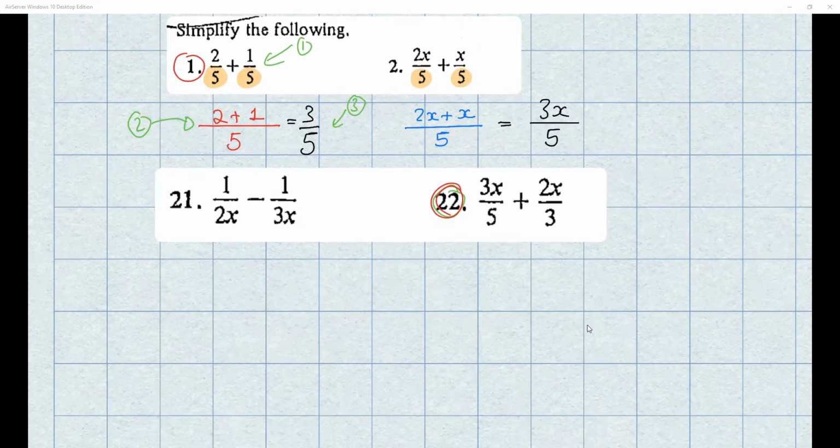So how do you make 5 and 3 the same? What do you do? Yeah, they're going to be 15, so 5 times 3 is 15. So the lowest common multiple is 15. So you're going to multiply each denominator by the other denominator. And what you do to the bottom, you must do to the top.